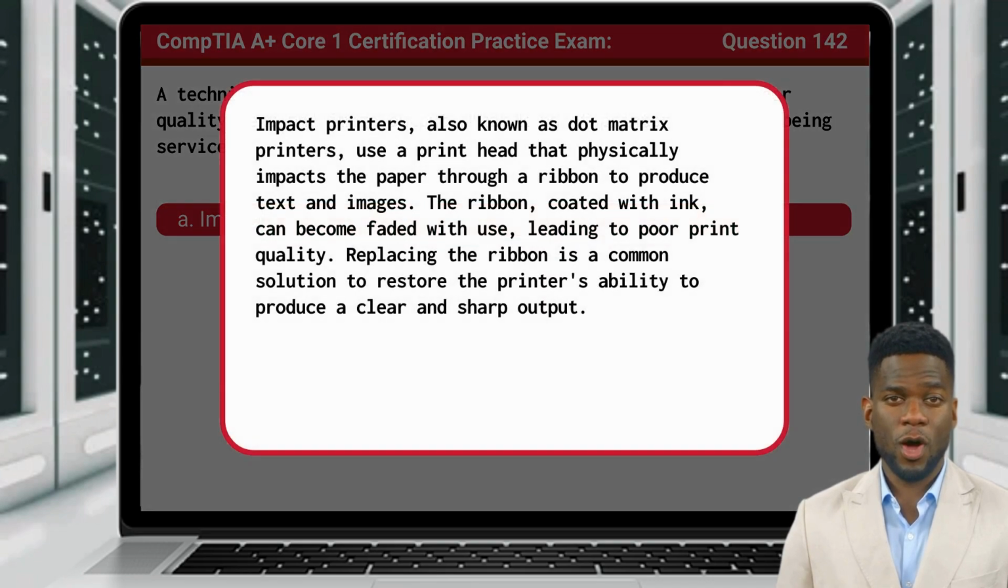Impact printers, also known as dot matrix printers, use a printhead that physically impacts the paper through a ribbon to produce text and images. The ribbon, coated with ink, can become faded with use, leading to poor print quality. Replacing the ribbon is a common solution to restore the printer's ability to produce a clear and sharp output.